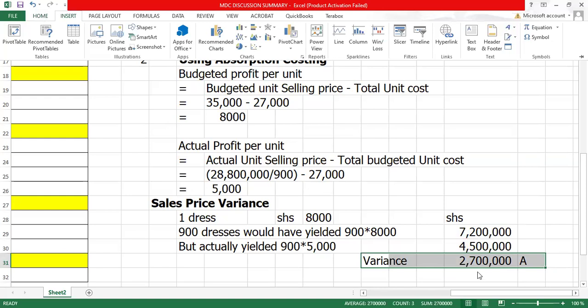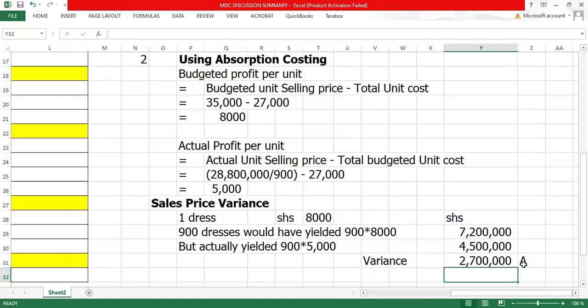But to me, because I'm using Excel and I don't want to be wasting time, if it is adverse, let me put it as a negative. But for you, don't write it as a negative. Write the figure as positive, but put the word adverse. So this is my sales variance.